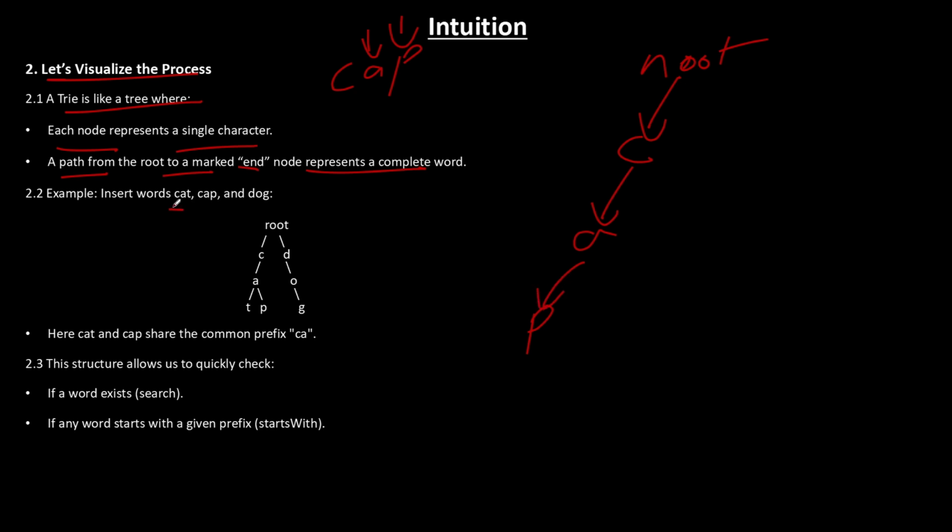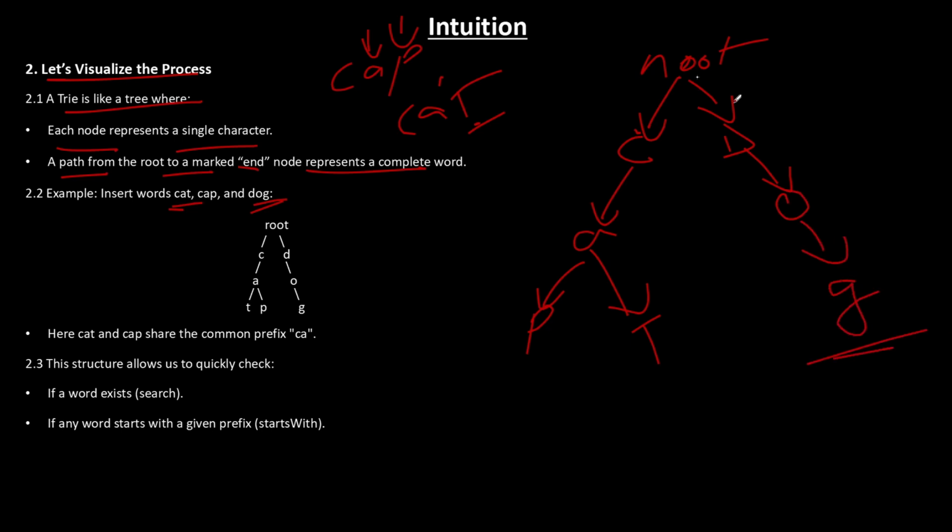Okay. So then you have cat. In the tree we already had C with us. Then we had A with us already, right? But we don't have T, right? So a new T will be created. You can see how the space is reducing here. Then the word dog, right? Since we don't have D initially from the root, a new path will be created. Okay, so this will be the trie.